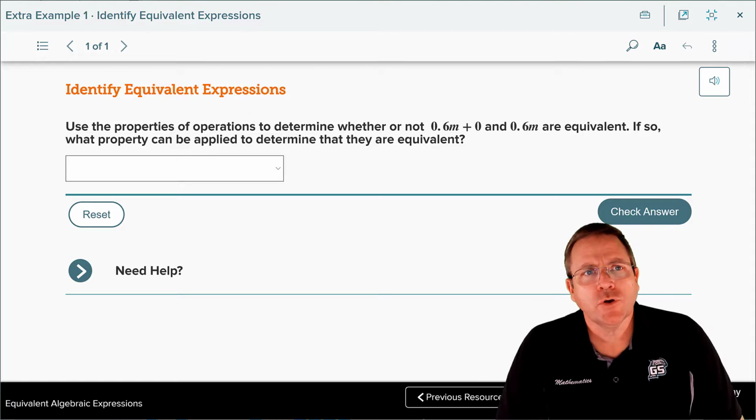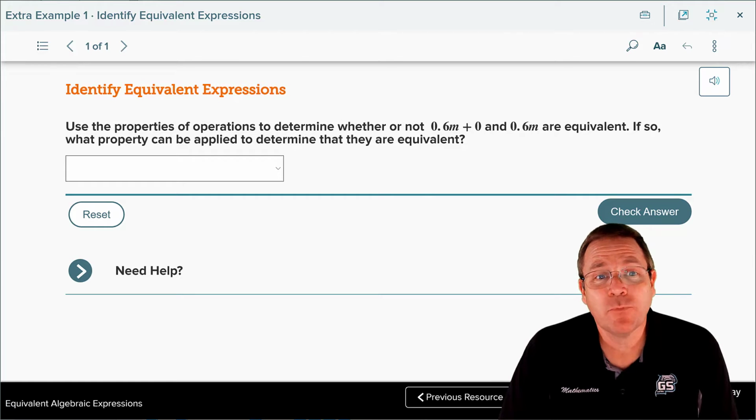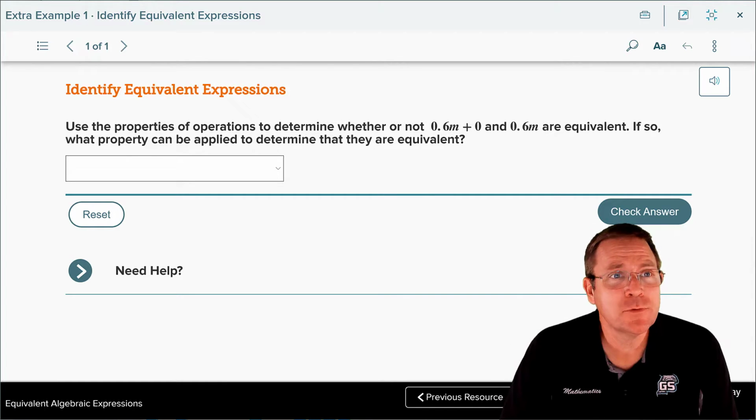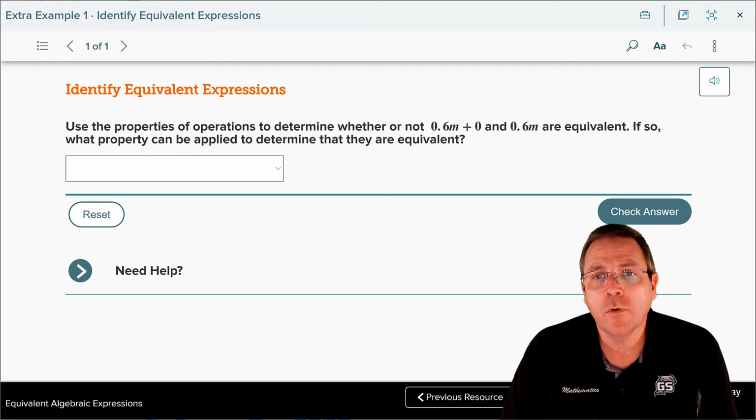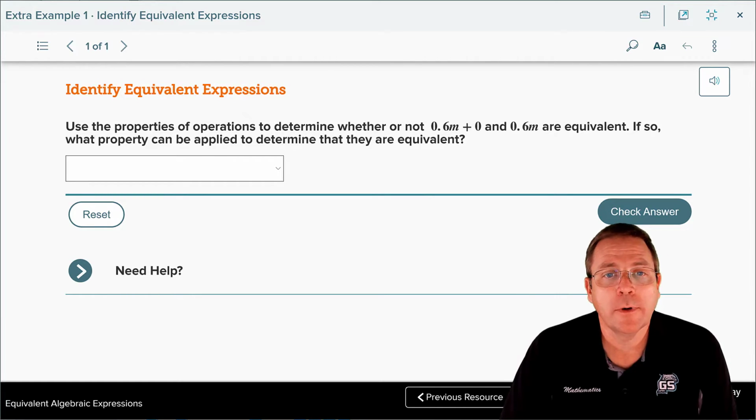Welcome back to part 2 of Module 5, Lesson 7, Equivalent Algebraic Expressions. We left off at extra example 1, and we're going to start right back at that same spot, which says use the properties of operations to determine whether or not 0.6m plus 0 and 0.6m are equivalent. If so, what property can be applied?